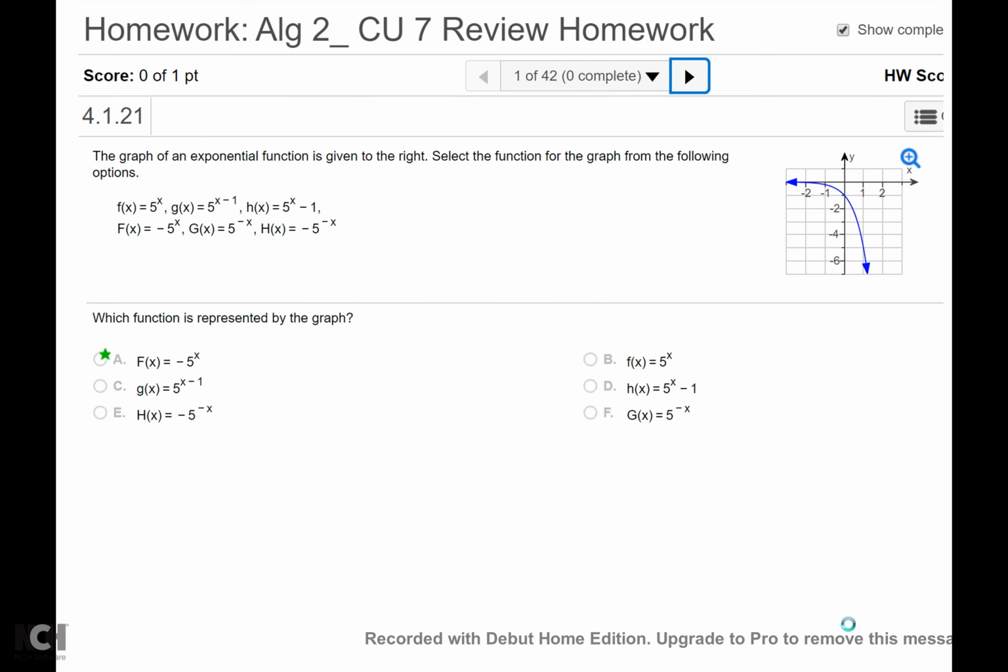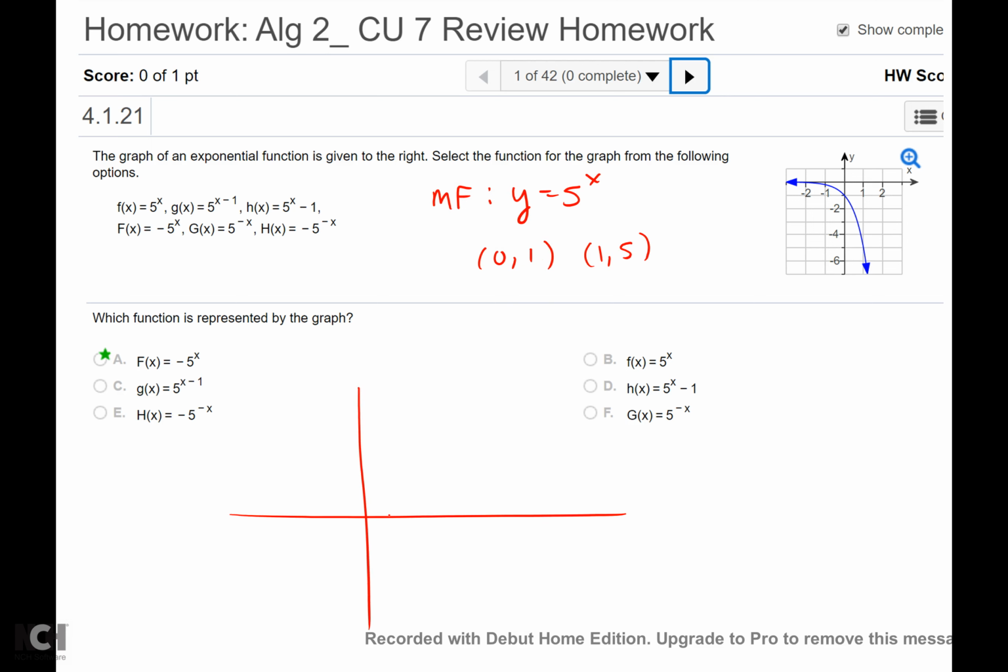All right, today we are going to review for your Conceptual Unit 7 test. All right, number 1, it says the graph of an exponential function is given to the right. Select the function for the graph from the following options. Well, obviously they're saying whatever the answer is, its base is 5. So the mother function would be y equals 5 to the x, which passes through (0, 1) and (1, 5).